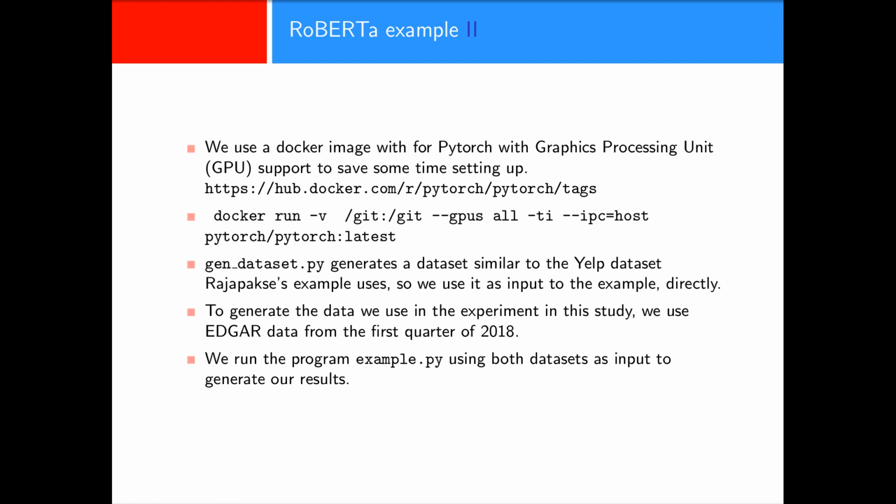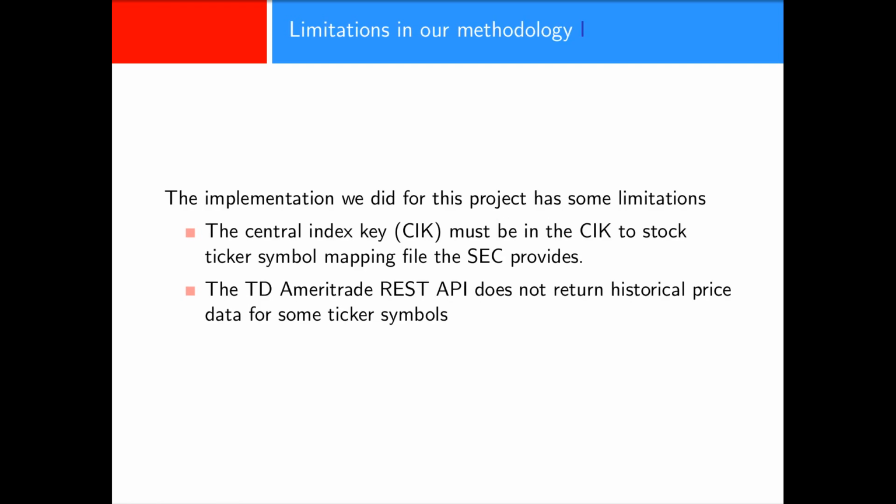So we followed the example from medium.com, and we ran that on the Yelp data, and then we also used the same example on our SEC data, and we got some results. There are some limitations. Not every ID in the quarterly reports can be mapped to a ticker to get the price data for it, and not all of the ticker symbols are necessarily reported in the TD Ameritrade REST API that we used to get the price data. So you just have to keep those 2 things in mind.